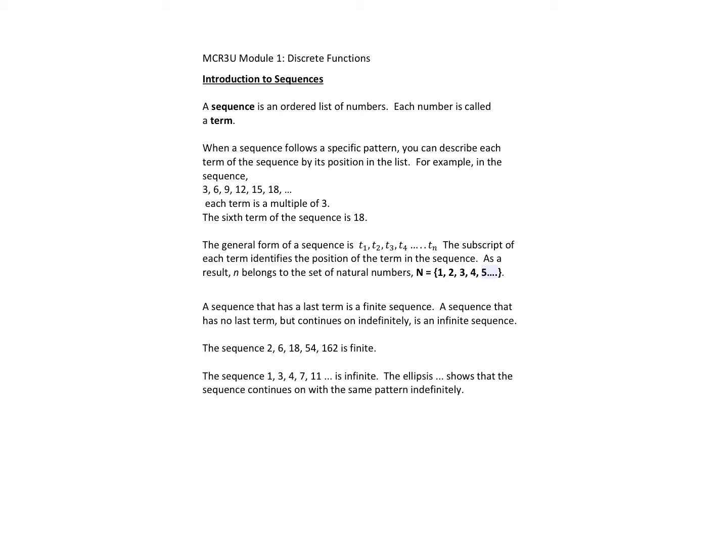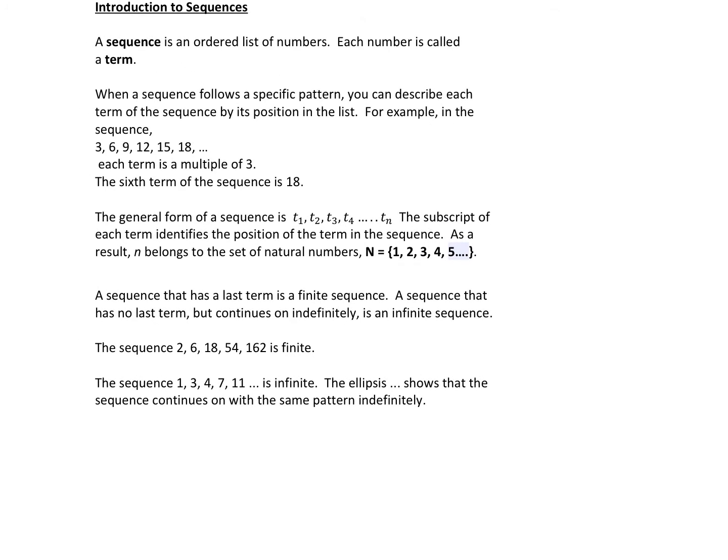Sometimes we will have a set of numbers or sequence of numbers where we can easily identify the pattern, and sometimes we won't be able to. So a sequence can be described as t_1, t_2, t_3, and so on to t_n. So what that means is, let's say we had t_5. That means that t_5 is the 5th term in that sequence. t_10 would be the 10th term in that sequence.